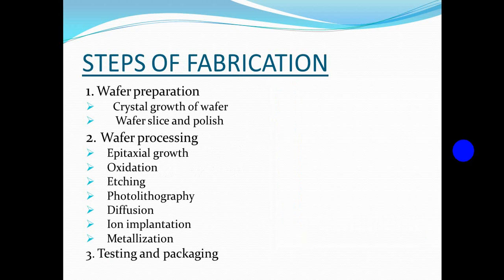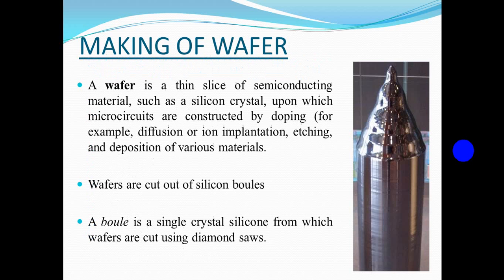The first step is wafer preparation. Under wafer preparation, crystal growth, wafer slicing and polishing are done. Second, wafer processing. Under wafer processing, epitaxial growth, oxidation, etching, photolithography, diffusion, ion implantation and metallization are done. The third step is testing and packaging.